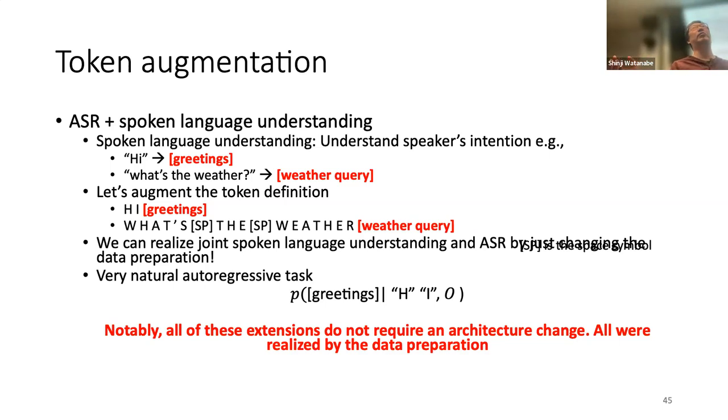Of course, some of the systems are still expert systems specific to speech translation or specific to speech recognition. But the recent trend in speech technology is to try to unify many of the tasks by using this token augmentation, or even natural language-based prompting like large language models do. These are quite active research areas in speech processing, similar to other areas like NLP, computer vision, machine learning, and so on.